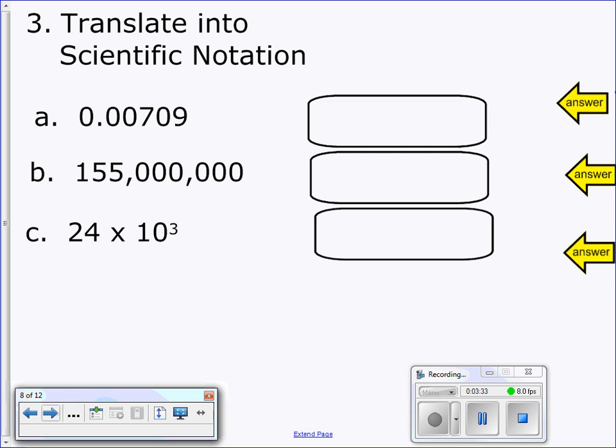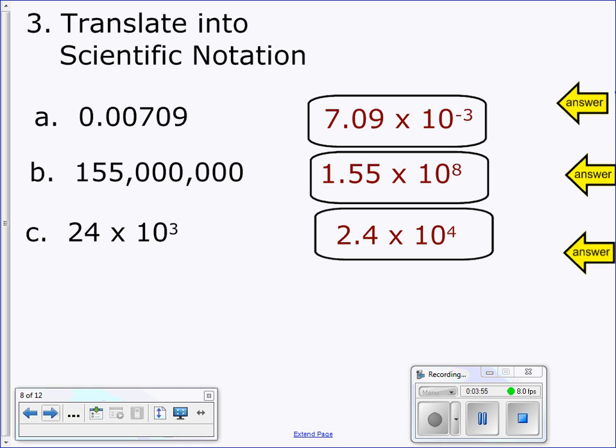If I'm going to go to scientific notation, that decimal has to go right behind the 7, which means I've moved it 3 places. So it's 7.09 times 10 to the negative 3rd. This one is 1.55 times 10 to the 8th. And you'll notice that C is not in scientific notation because there's no decimal after the 2. So when I change it to the decimal after the 2, it would be times 10 to the 4th.